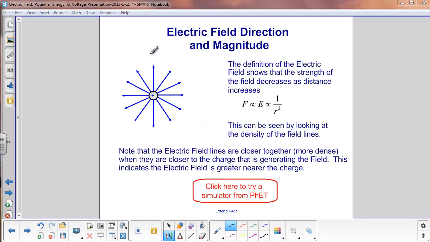Our definition of the electric field said E is equal to kQ over r squared. So it's proportional to 1 over r squared. So the strength of this field will decrease as the distance increases. A way of visualizing that is by the density of the electric field lines.